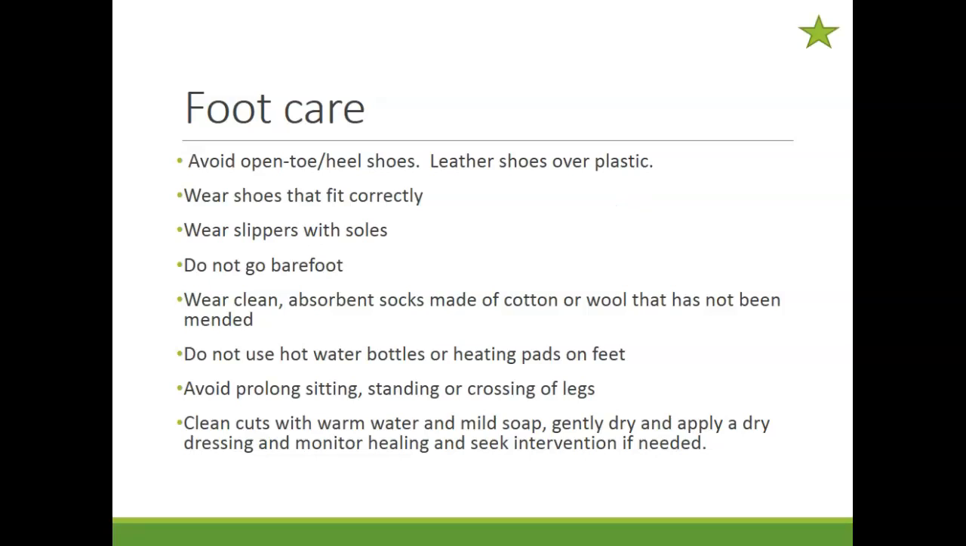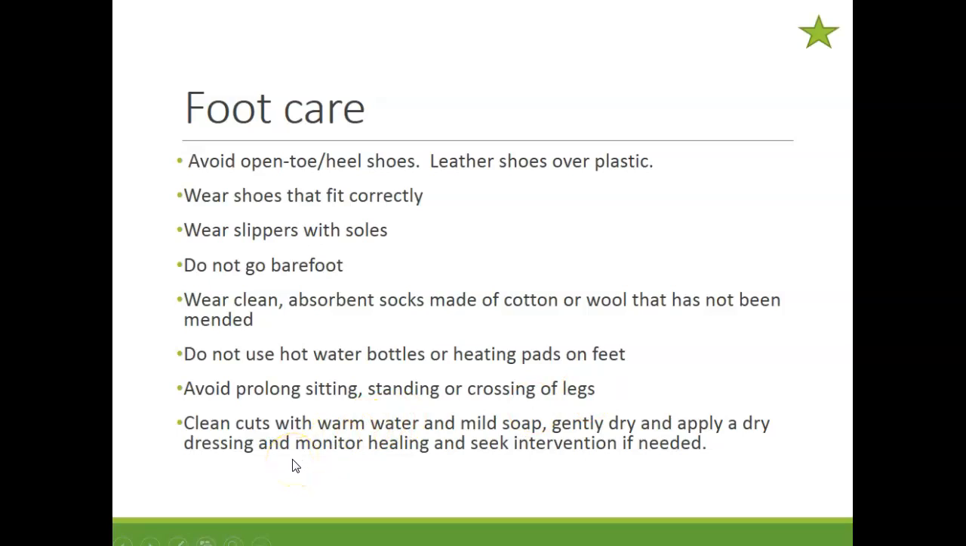Additionally, avoid open-toe shoes. Wear shoes that fit correctly. Wear slippers with soles. Do not go barefoot. And wear clean, absorbent socks. Do not use hot water bottles or heating pads on your feet. Avoid prolonged sitting or crossing of legs.